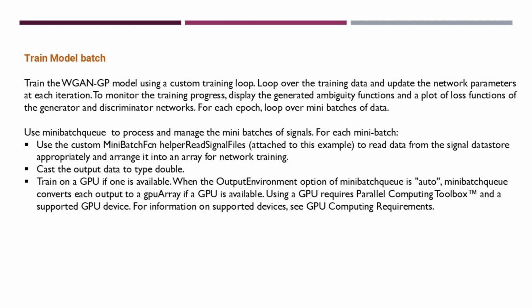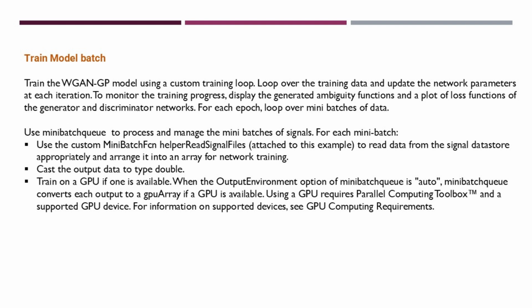Loop over the training data and update the network parameters at each iteration. To monitor the training progress, display the generated ambiguity functions and a plot of loss functions of the generator and discriminator networks. For each epoch, loop over mini-batches of data. Use mini-batch queue to process and manage the mini-batches of signals.